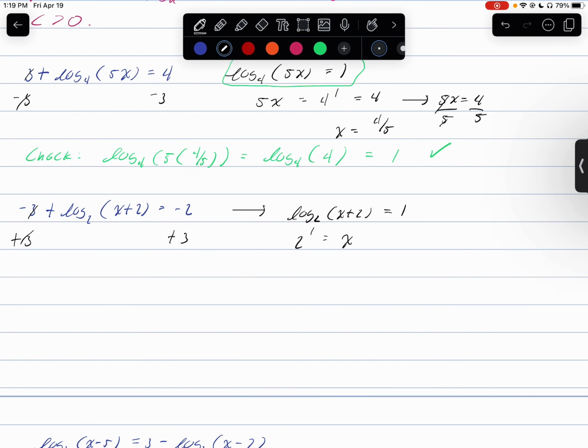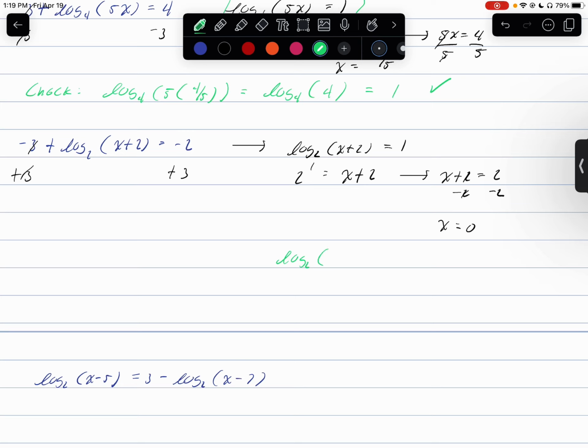We can solve now for that. We have x plus 2 is equal to 2. We can take 2 away from both sides, and we get x is equal to 0. Let's just confirm this is right. We have log base 2 of 0 plus 2, which is equal to log base 2 of 2. That should be 1, since 2 to the 1 is equal to 2. So there we go. That is a valid answer. So x equals 0 is indeed a valid solution.